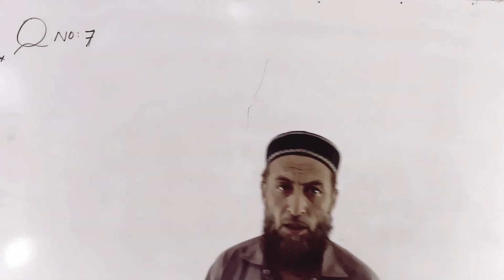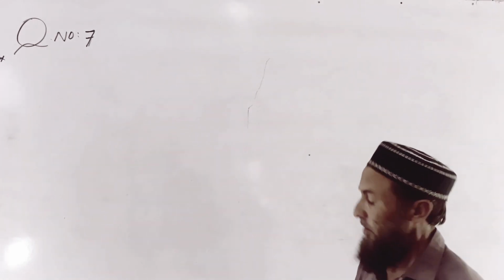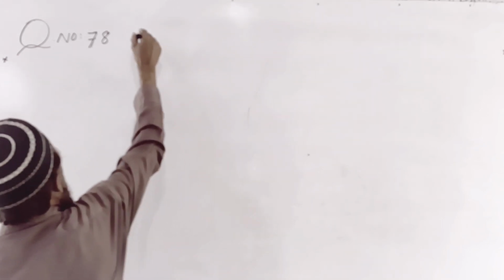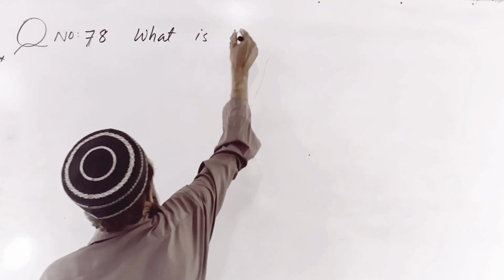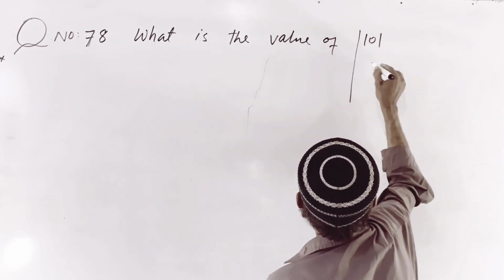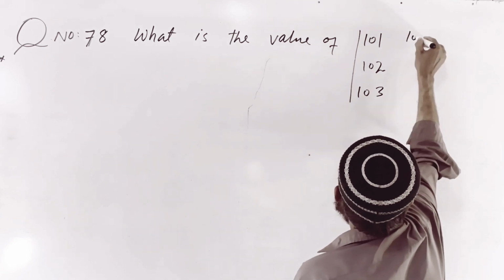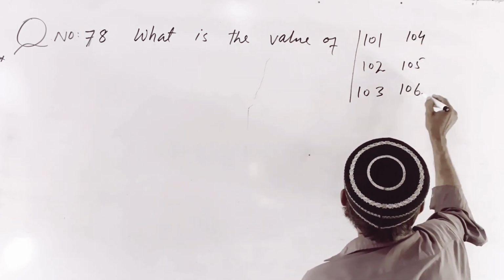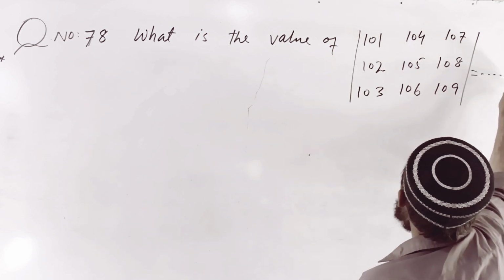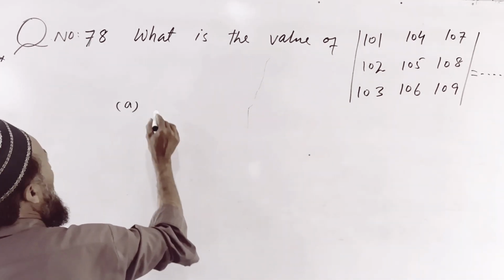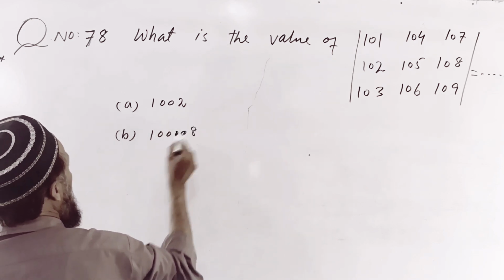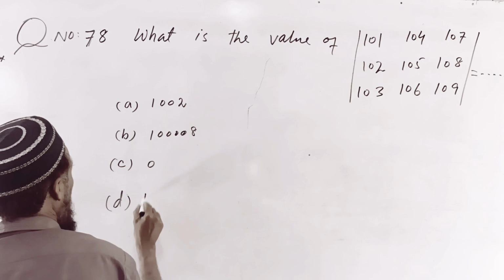Today we are going to learn about the topic of matrices. We are proceeding with MCQs. Question 78: What is the value of the determinant with rows 101, 102, 103; 104, 105, 106; and 107, 108, 109? The choices given are A: 100, B: 108, C: 0, and D: 1.